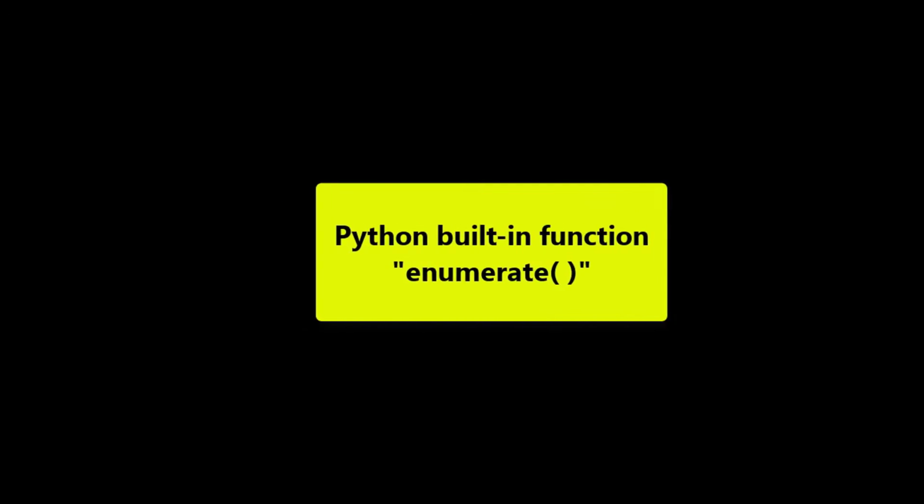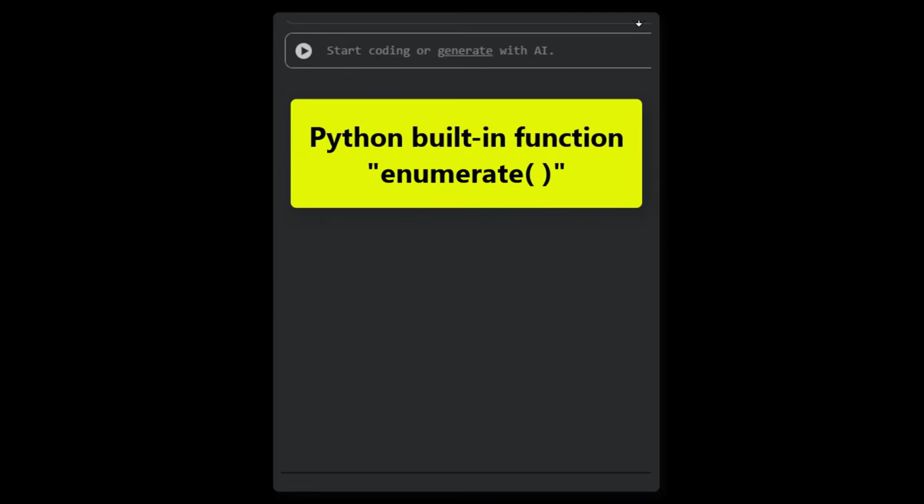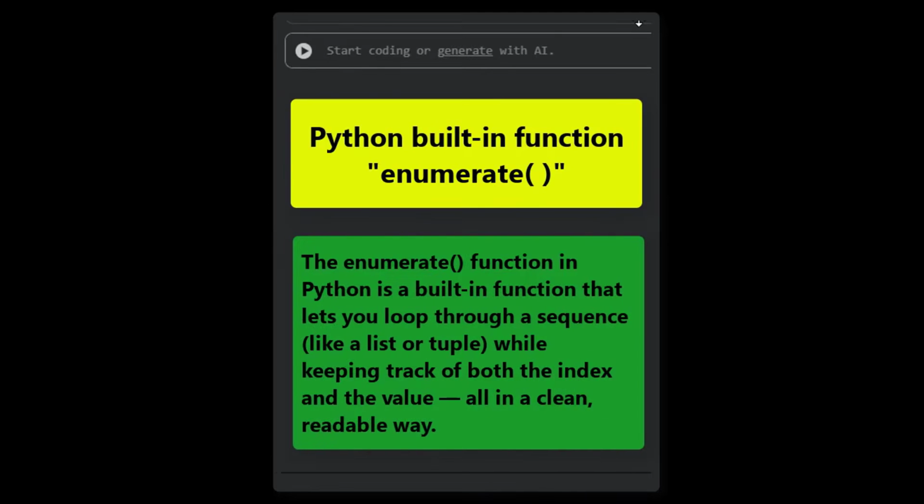Hi guys, today we will learn about the Python inbuilt function enumerate. What it does is simply add a counter to an iterable and return it. That means the iterable can be a list, tuple or anything. It will just return it along with the index value.